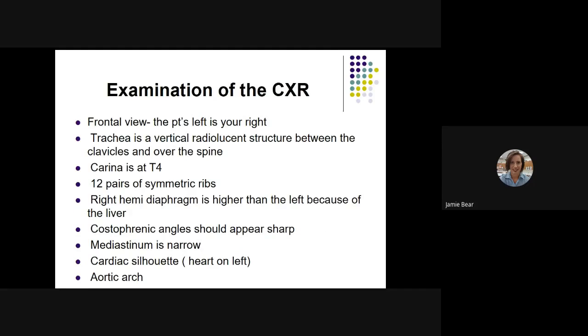So looking at the chest x-ray, when you're looking at the frontal view, remember, we're in anatomical position, so the patient's left is your right. Okay, so just remember that you're looking at the patient's anatomical position. So the trachea is a vertical radiolucent structure between the clavicles and over the spine, so it's directly in front.